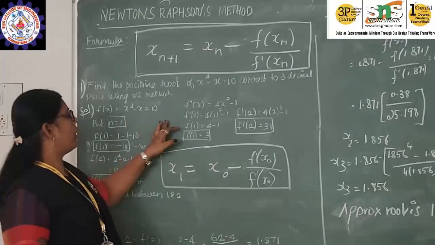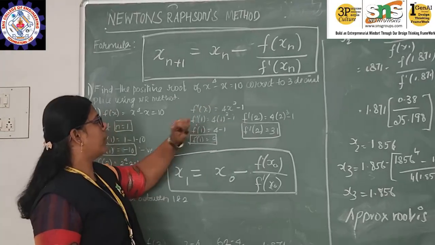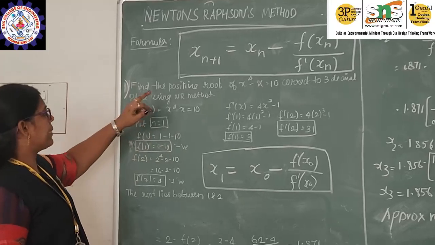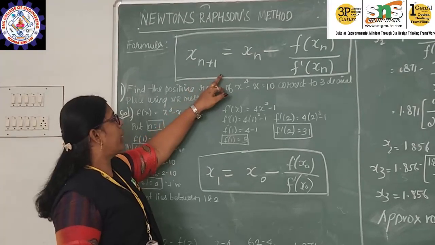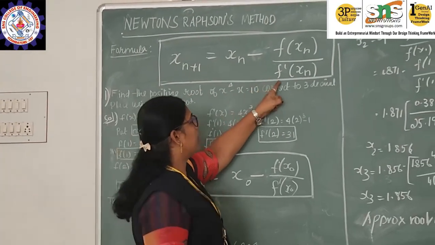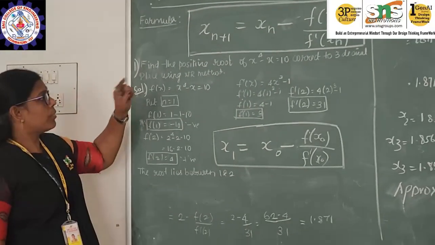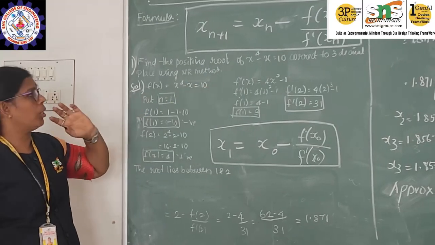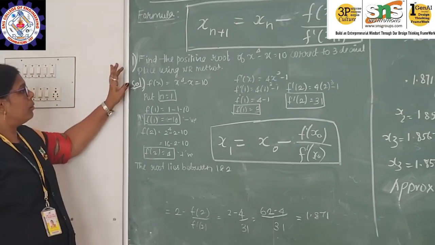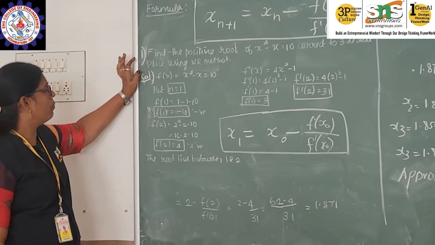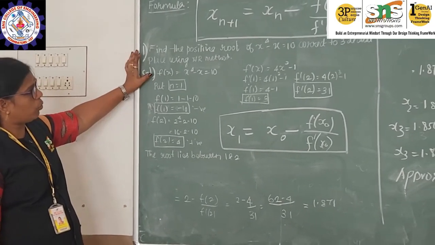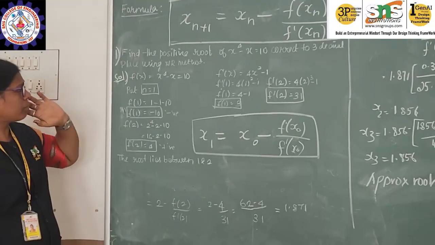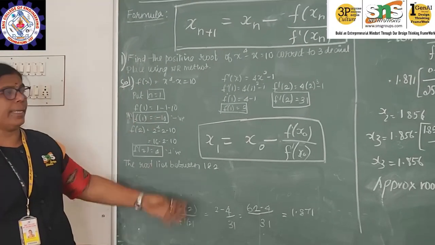Find the positive root of x power 4 minus x equal to 10. First, the formula for the Newton-Raphson method: x(n+1) equal to xn minus f of xn by f dash of xn. That is the given function at the nth term divided by the derivative of the function, f dash of xn. Now discuss this problem: find the positive root of x power 4 minus x equal to 10, correct to 3 decimal places using the Newton-Raphson method.